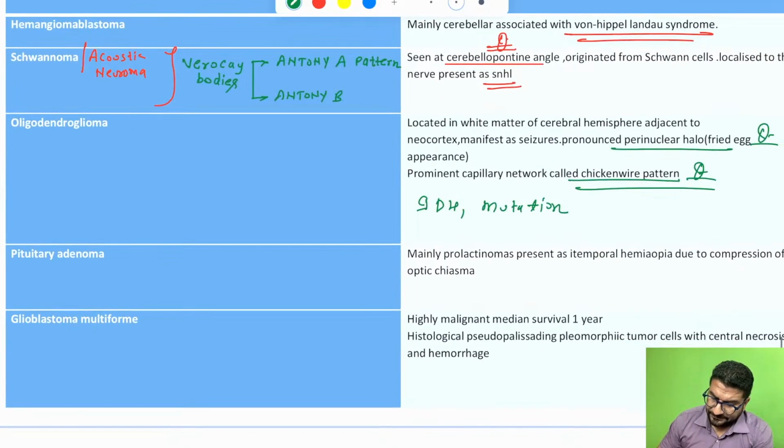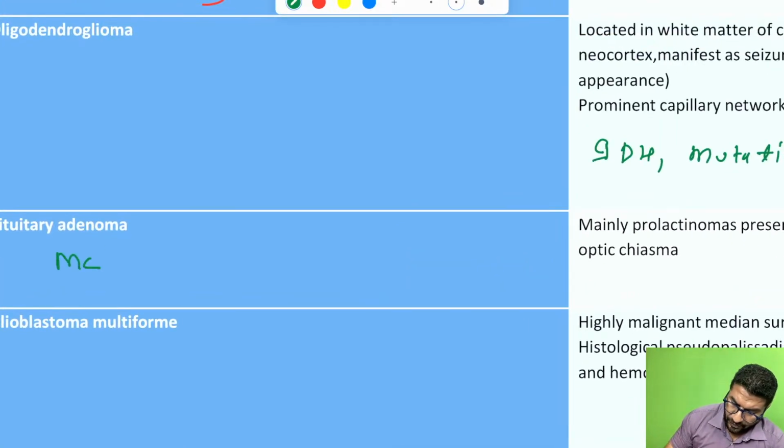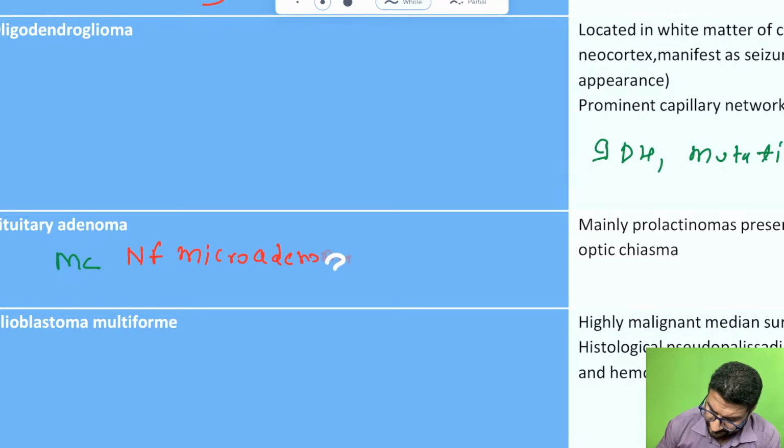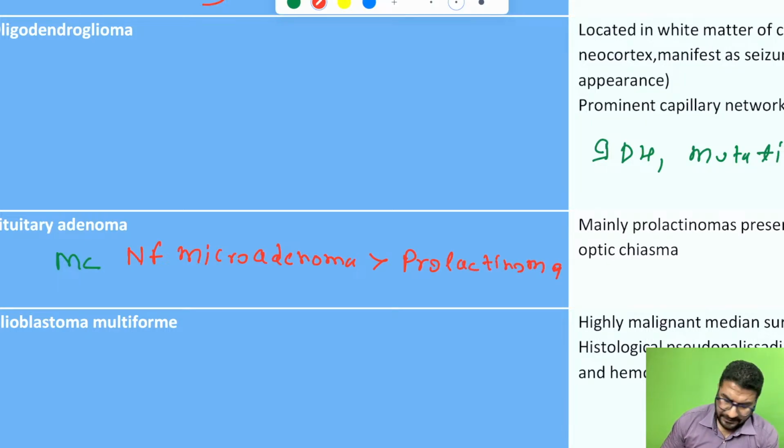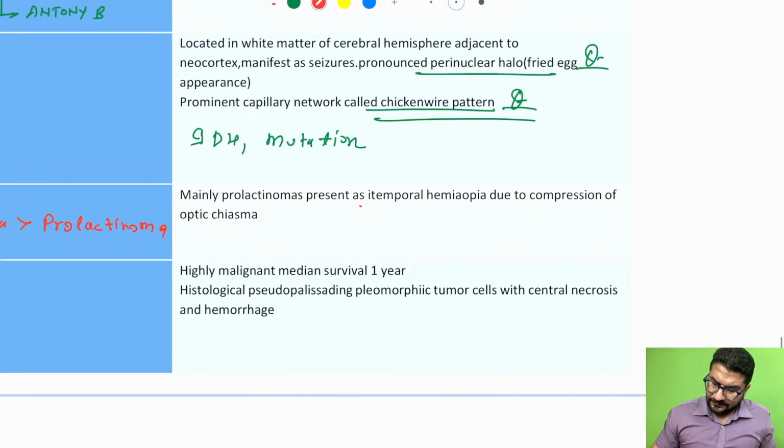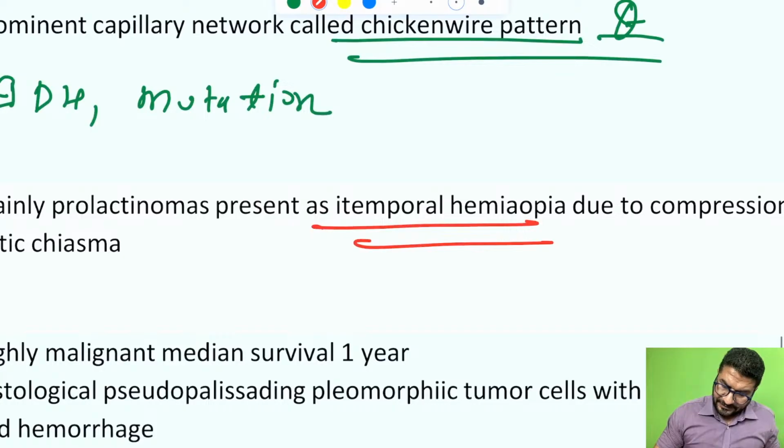Prolactinoma or pituitary adenoma. So understand this thing. Most common will be non-functional microadenoma. And second after this will be prolactinoma. तो कभी कभी ऑप्शन में they don't give you non-functional, then the answer will be prolactinoma. And this tumor can compress the optic chiasma, so the patient will develop bitemporal hemianopia.